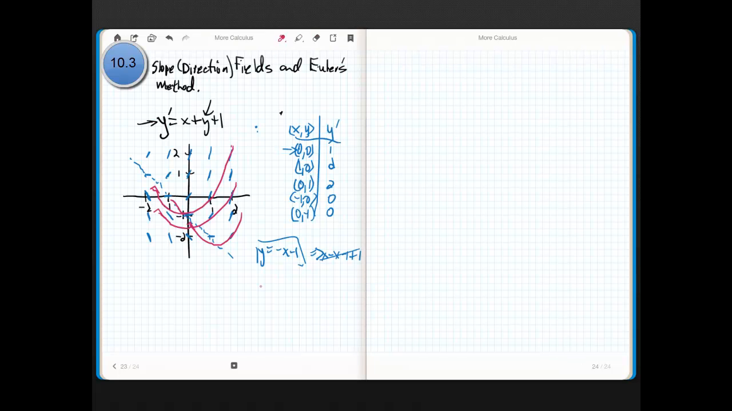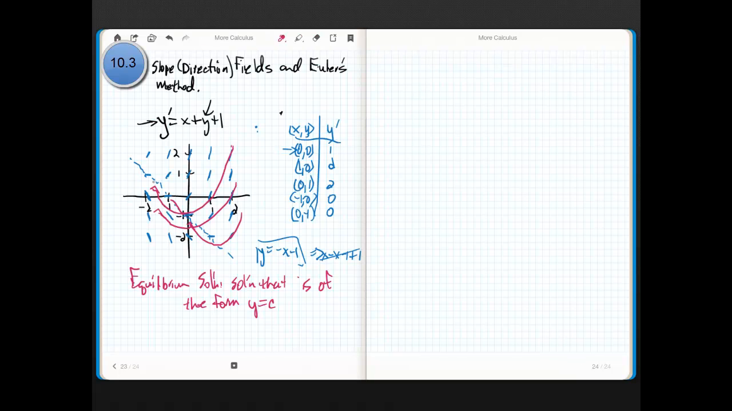Now answer this question. Are there any equilibrium solutions in this differential equation? What's an equilibrium solution? It's a solution, let's write this down because I know I didn't write it down. An equilibrium solution. Remember what it is? It's a solution that is of the form y equals c. So in other words, what we would see is a series of horizontal, these little segments would all be horizontal for some y equals c.